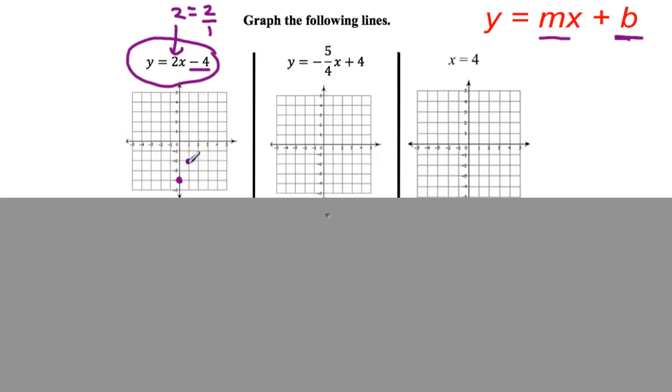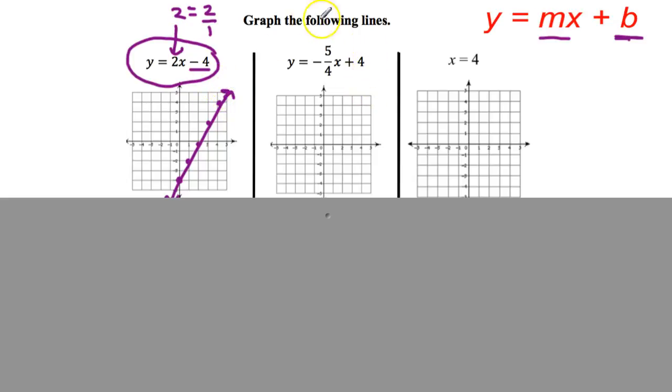And then I do the same thing. Up 2 to the right 1, up 2 to the right 1. You put as many dots as you can on the graph, and then you use a ruler or some straight edge and you connect them together. Let me see how I do. That's not bad. Not bad. So there we go. And again, I started with the y-intercept, and then I used the slope, and I put as many dots as I could on the graph.